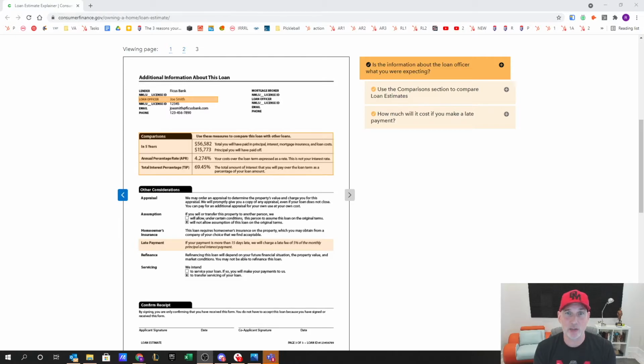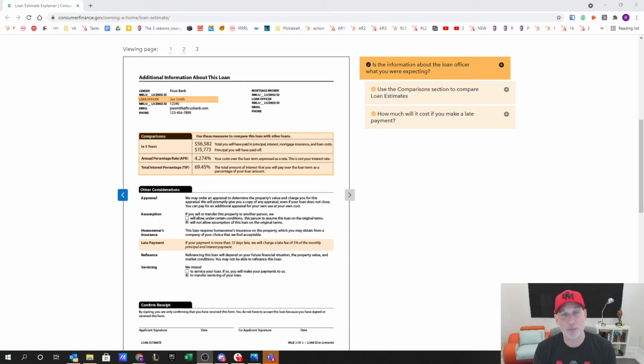Assumption. This will tell you if your loan is assumable. Assumability kind of went by the wayside, and really only VA and FHA loans are assumable nowadays. Homeowners insurance, you have to have homeowners insurance. Late payments, and this is very, very typical: if your payment is more than 15 days late, then you get a late fee. Refinancing this loan will depend on your future financial situation. Basically, if you want to refinance, you have to qualify again. Unless, again, it's a VA loan and there is really no qualifying to do, although rules may change. I've seen it happen.